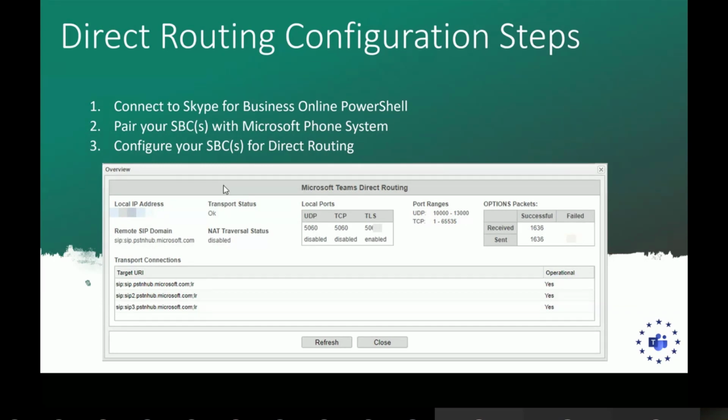One thing that happens is the SBC and/or Teams sends what's called options packets to make sure that the SBC is alive. So you can see that it says there 1636 options packets sent and 1636 received. I think the screenshot was taken shortly after it was made live. That number will increase quite a lot over time.